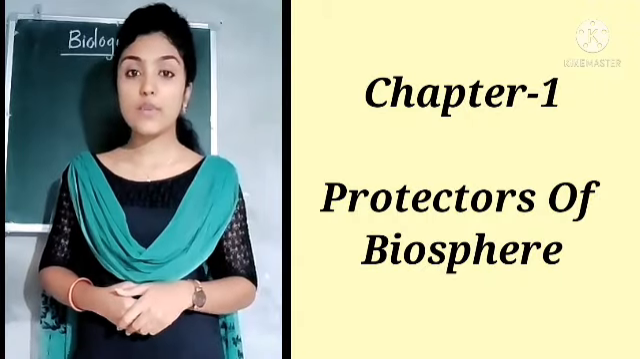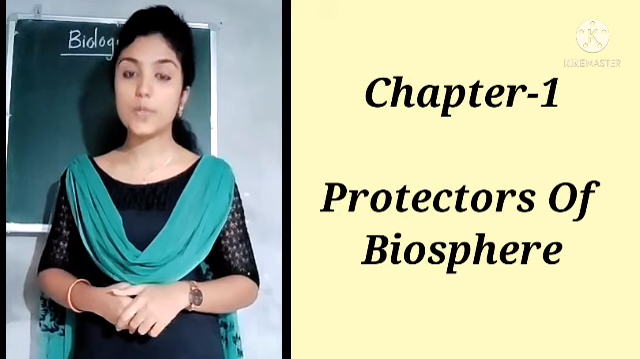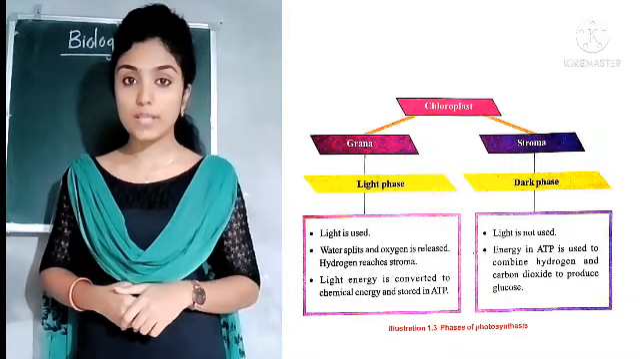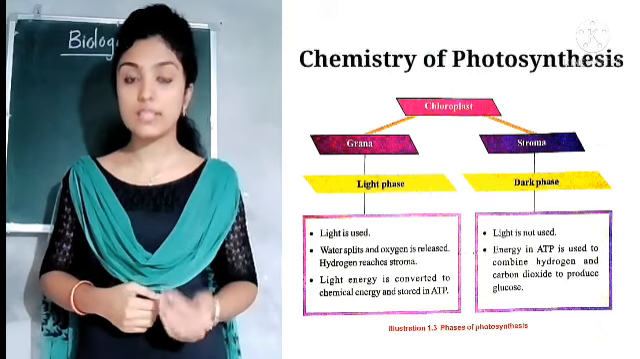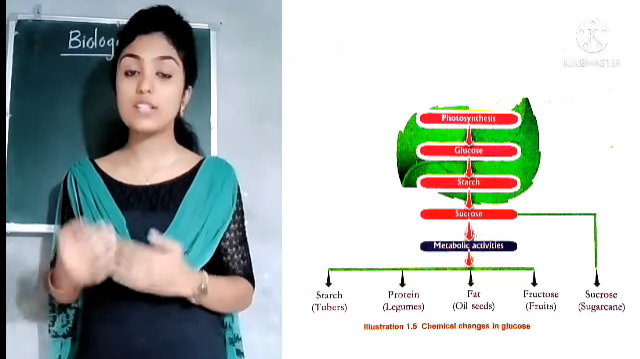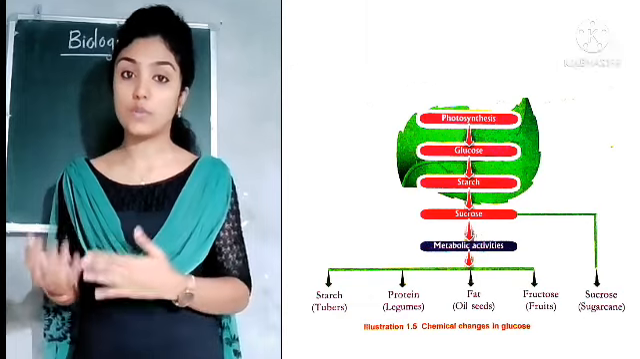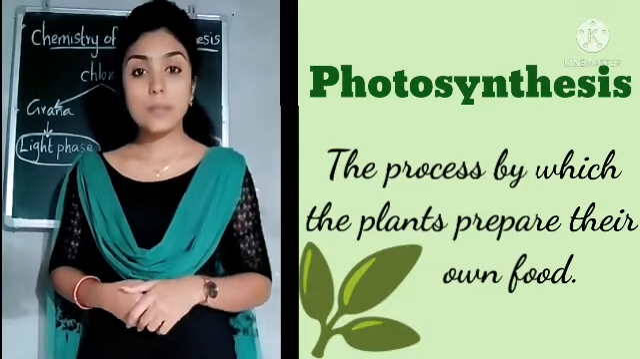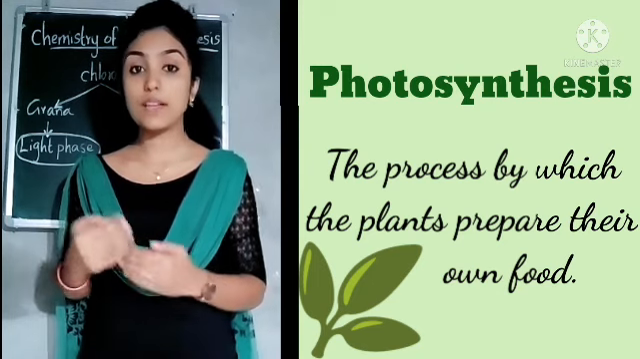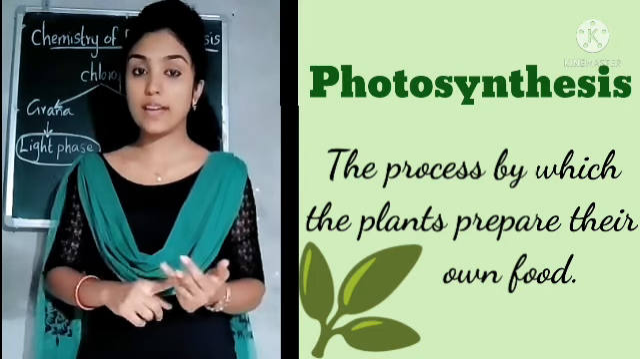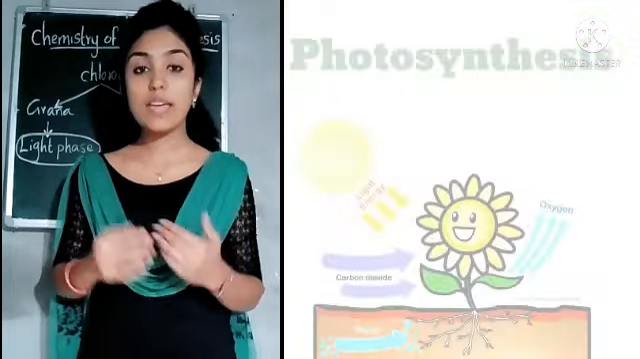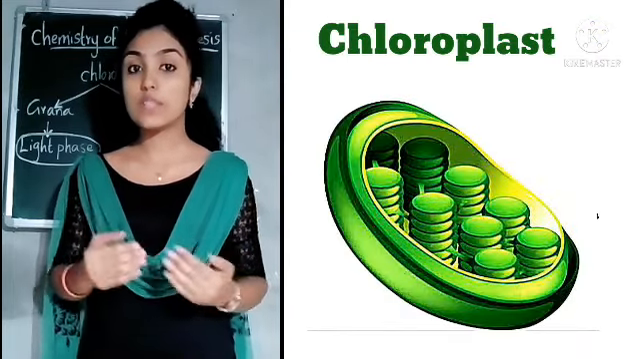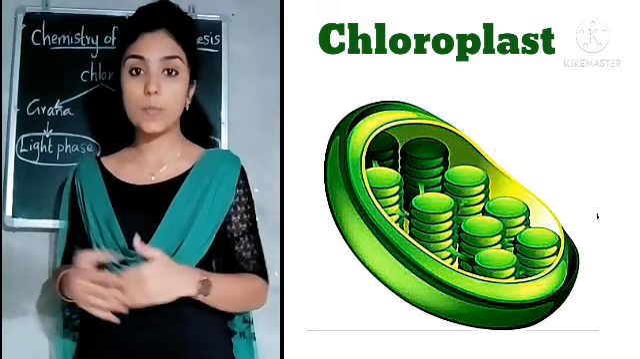Dear students, we were discussing Chapter 1, Protectors of Biosphere. Today, we shall discuss the chemistry of photosynthesis and also the chemical changes in glucose after photosynthesis. So, what is photosynthesis? The process by which plants prepare their own food by using sunlight, carbon dioxide, water, etc. And in the last class, we already studied that photosynthesis takes place in chloroplast.